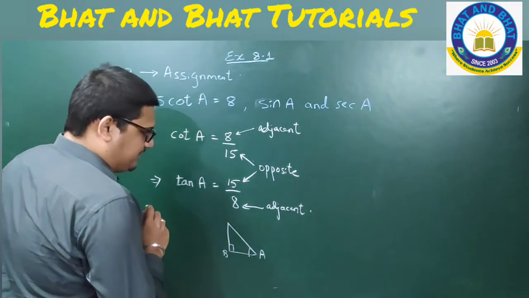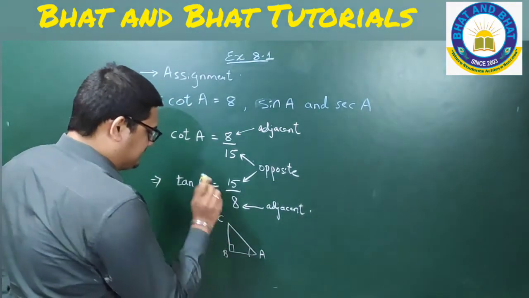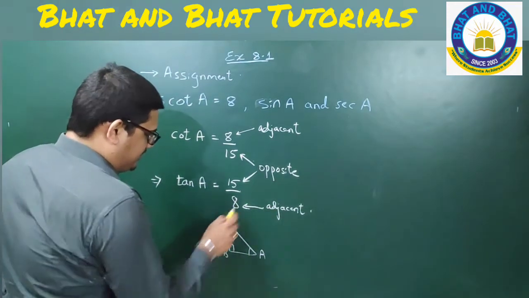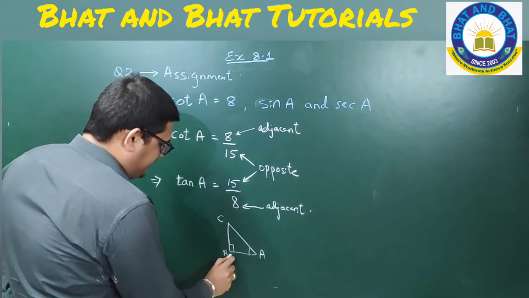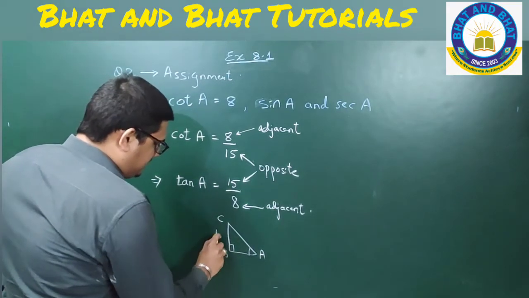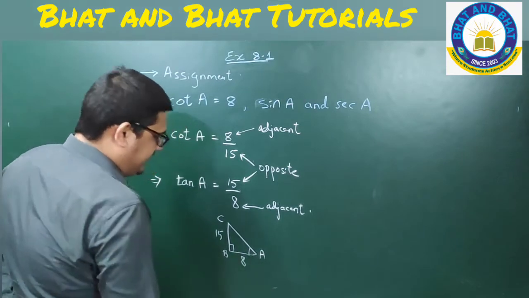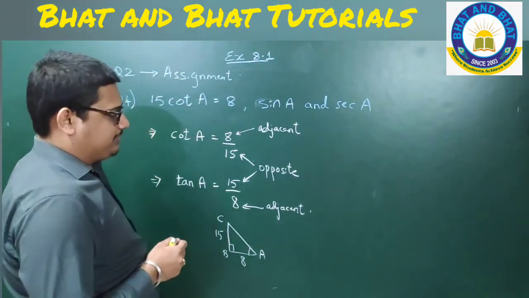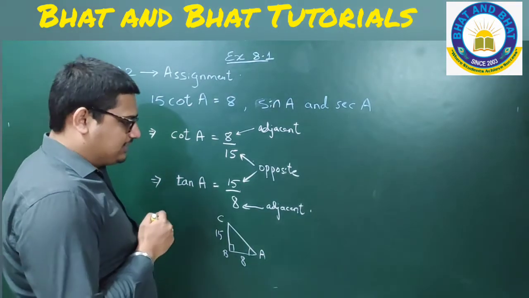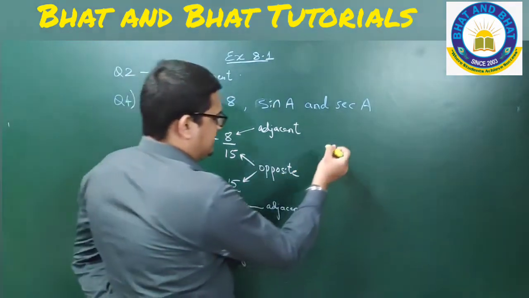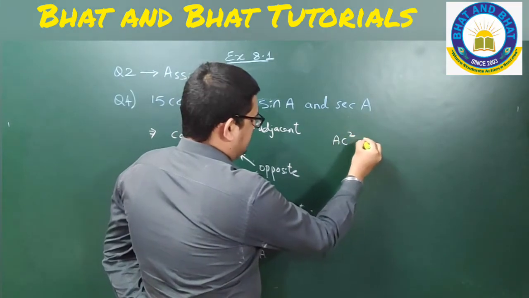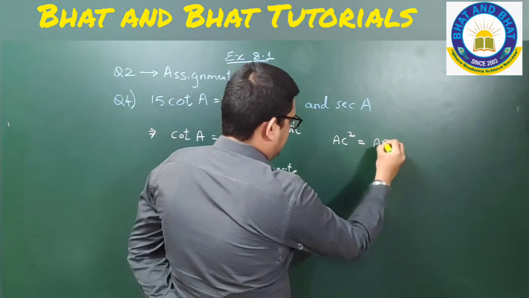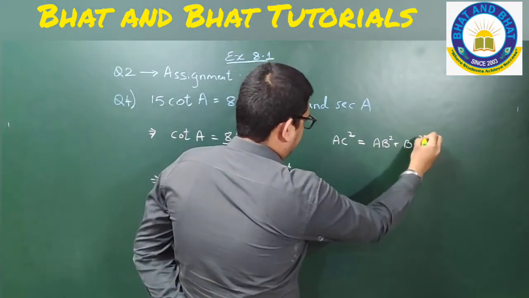So this is the angle they have asked for, with respect to angle A, and let me say this is C. Now tan A is 15 by 8, opposite by adjacent. So BC is the opposite side to angle A. So this becomes 15, this becomes 8. Correct? So now I can use the Pythagoras theorem and find out the value of AC. So what is my AC here? Using Pythagoras theorem, AC square is equal to AB square plus BC square.